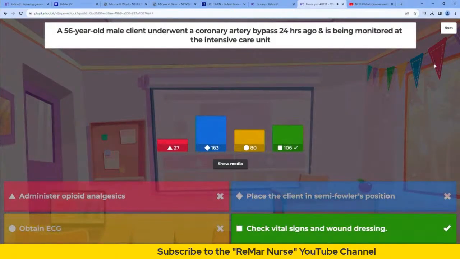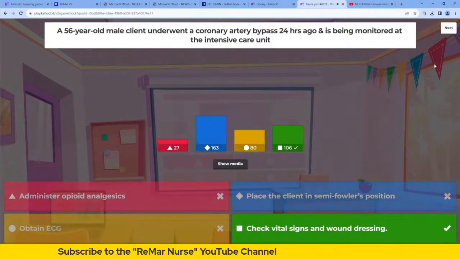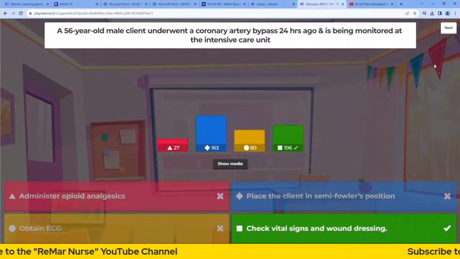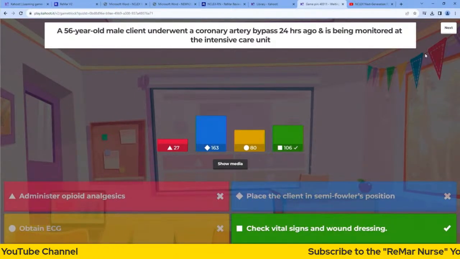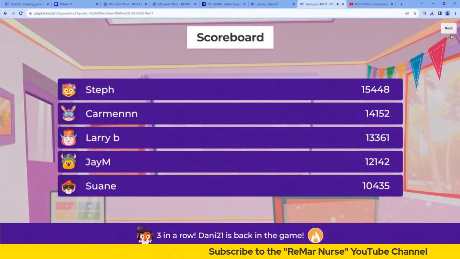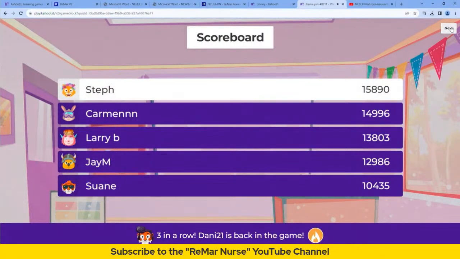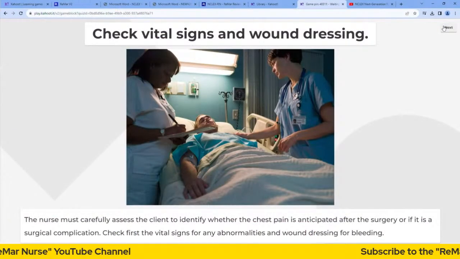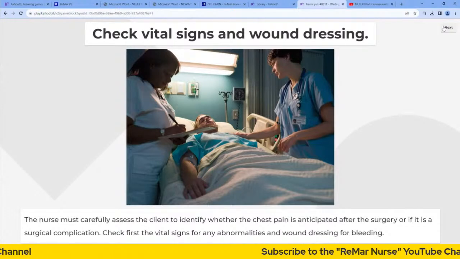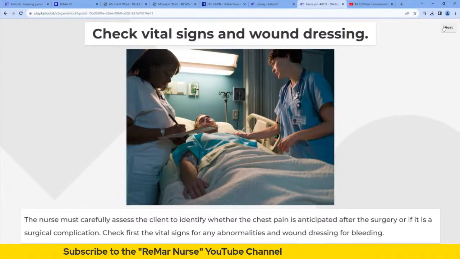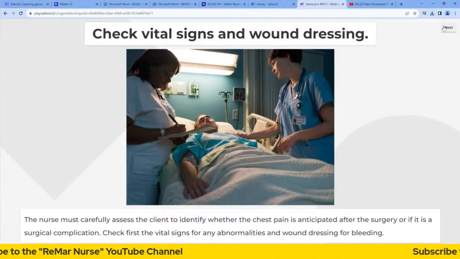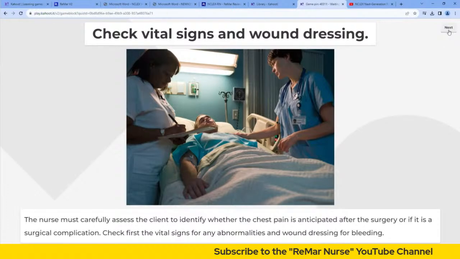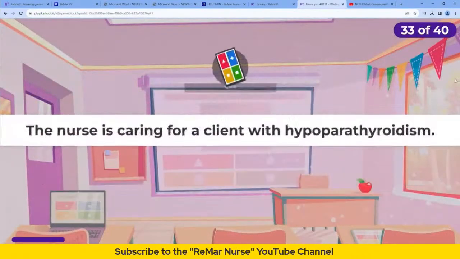What would you do? Correct answer, check vital signs and wound dressing. A lot of people place the client in the semi-Fowler's position. All right. Let's read the rationale for this one. The nurse must carefully assess the client to identify whether the chest pain is anticipated after the surgery or is this a surgical complication. Checking first the vital signs for any abnormalities and also the wound dressing for bleeding is going to be the priority here. Our patient just had open heart surgery.